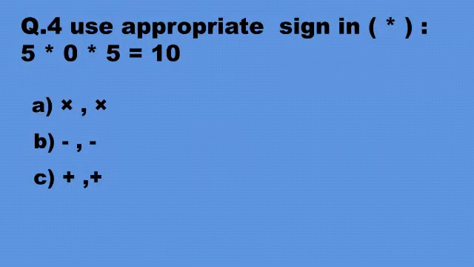Now the question number 4, it is like the first 3, but it is a little bit different. Use the appropriate sign in the star. Here the star is present in the question. Suppose 5 star 0 star 5 equals 10 is written. That means you have to use the signs to make it 10. So what will be the right answer?